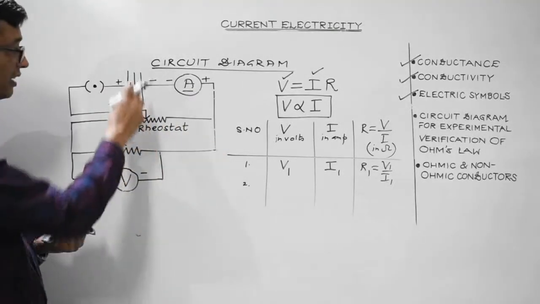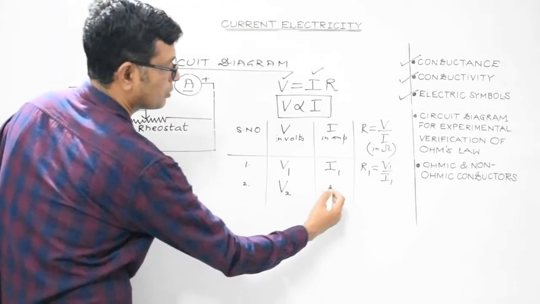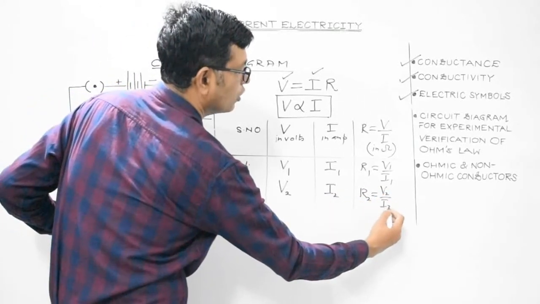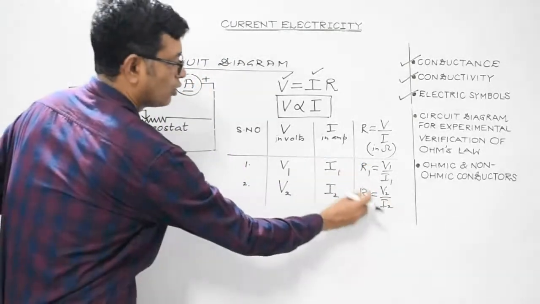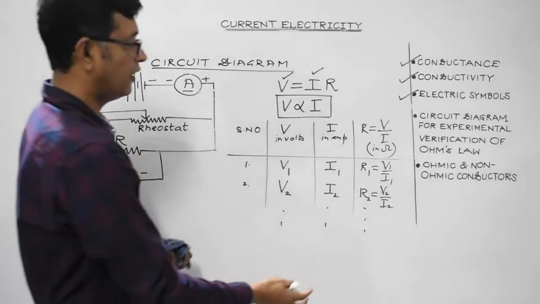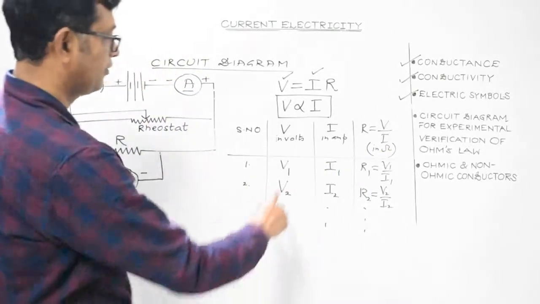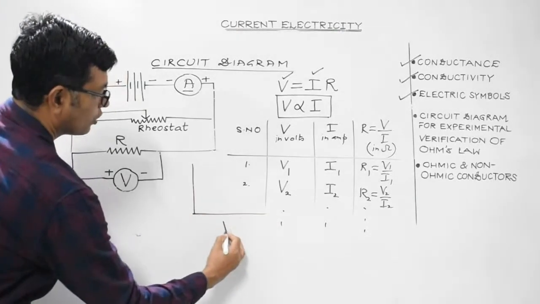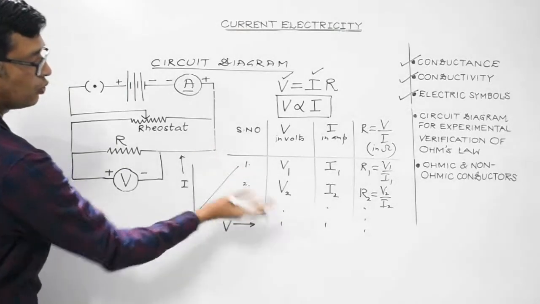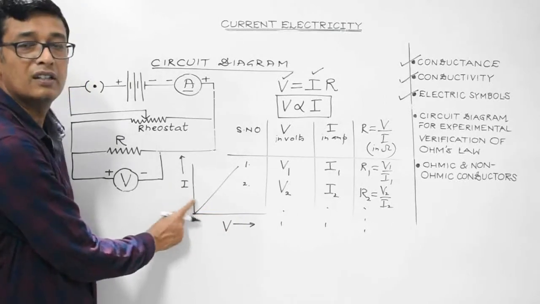The resistance of the circuit is varied, not this one. So the resistance of the circuit is changed. So V2 will change, correspondingly I2 will change. But if you calculate the value of R2, which is V2 by I2, it will remain the same. So R1, R2, R3, they all will remain the same. More or less they will remain constant. So that verifies that the ratio of V by I is constant, or V is directly proportional to I. And if you plot a graph between V and I, you should get a straight line inclined towards the horizontal axis. This straight line, students, indicates that these two are linearly dependent.